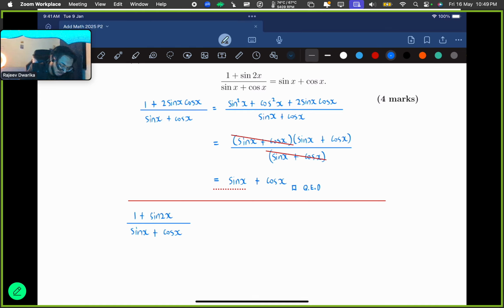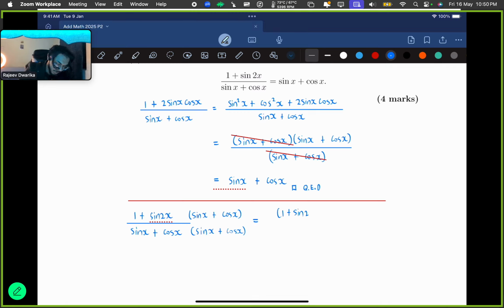Yes. So what I'm going to do is multiply the top and bottom by sine x plus cos x. You're probably thinking, I'm confused, how are we going to reach there? Just trust me.